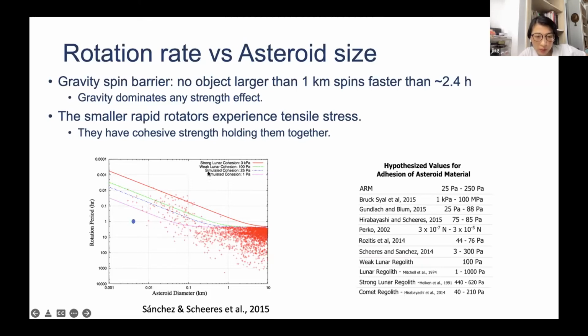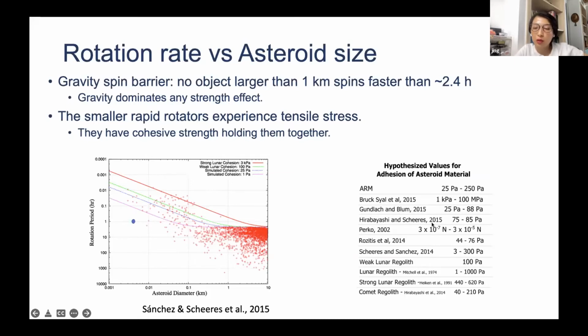So here is some calculation. If we take a weak lunar cohesion, 100 Pascal, that's a measurement from lunar samples. It's the green line. So that means if the asteroid has cohesion of 100 Pa, it's not a very big number, most asteroids can still keep a rubble pile structure and rotate at those rates.